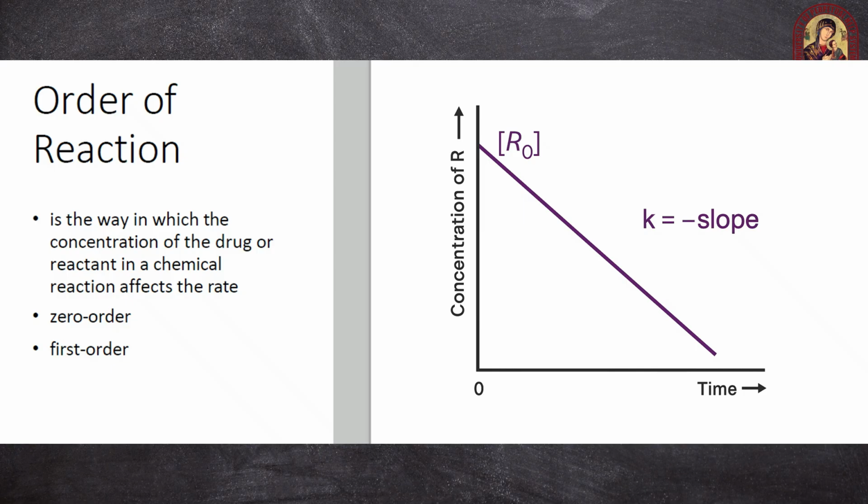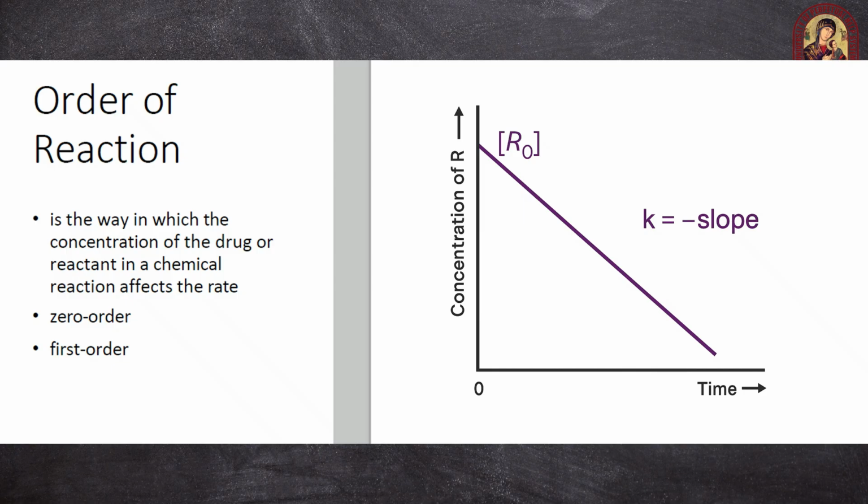Kahit madami o kaunti ang concentration, the reaction proceeds at the same speed. A perfect example in pharmacy is the degradation of certain drugs in suspension, where the rate remains constant until most of the drug is gone. Meanwhile, in a first-order reaction, the rate depends directly on the concentration. The higher the concentration, the faster the reaction. This is very common in drug degradation in solution, and in drug elimination from the body.